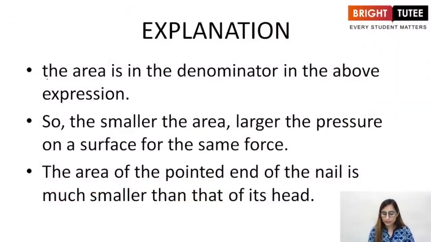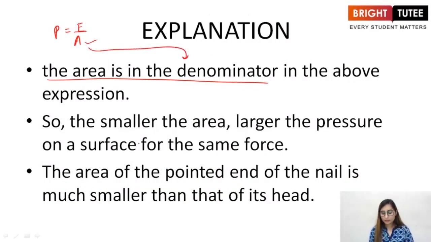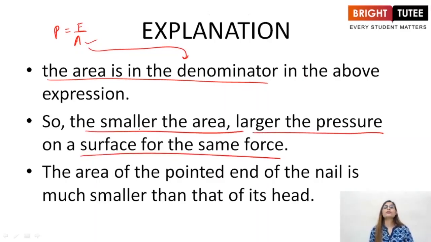Explanation. The area is in the denominator in the above expression. Pressure is equal to force per unit area. Area is in the denominator, right? So the smaller the area, the larger the pressure on the surface for the same force, right? Basically, pressure is inversely proportional to area. When area is increased, pressure decreases, and when area is decreased, pressure increases. There is an opposite relation.